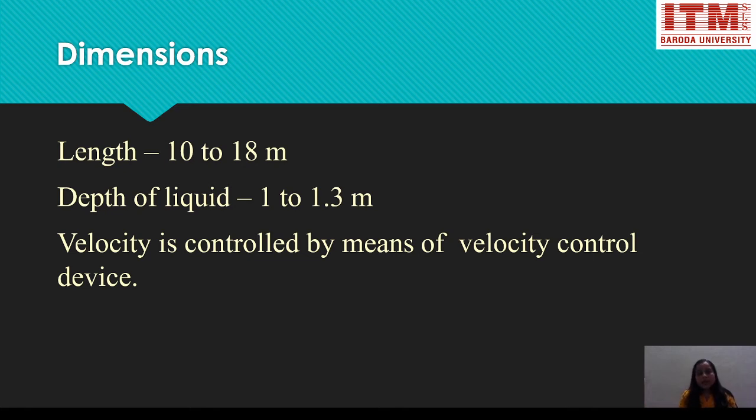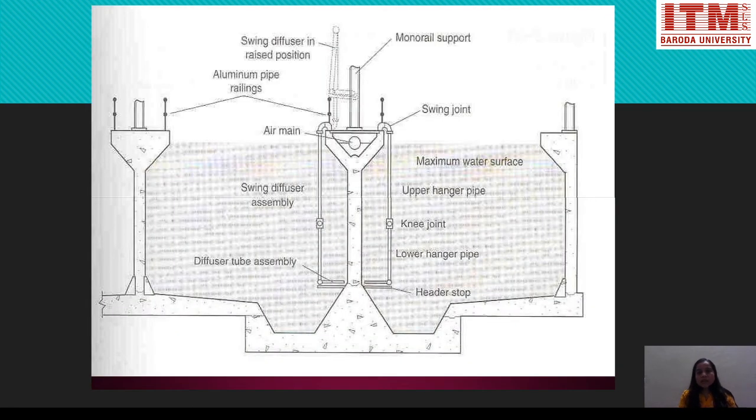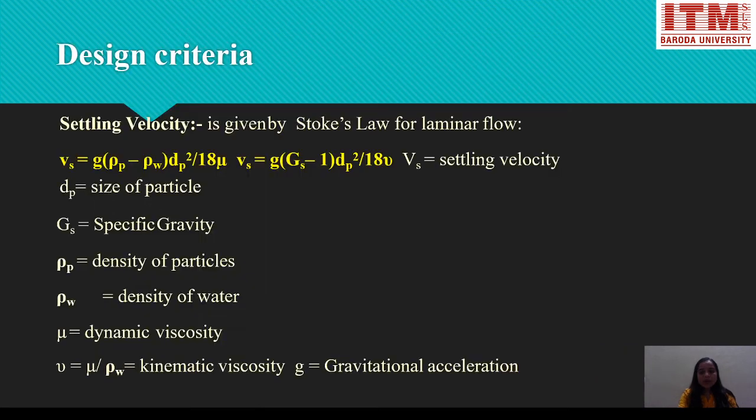Now again, for this particular unit we need to remember some design criteria, and as we have discussed in earlier lectures, design criteria will always be in a range. So length is 10 to 18 meter, depth of the liquid is 1 to 1.3 meter, and velocity is controlled by means of a velocity control device. Here you can see a clearer cross section with all the instrumentation and required level of water. In between is the pipe, which will be the main operating center, and the maximum water surface which is allowed is always below a freeboard.